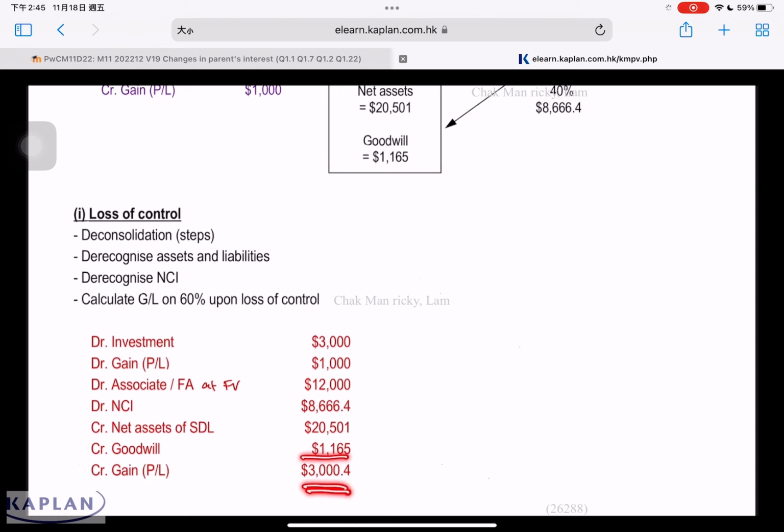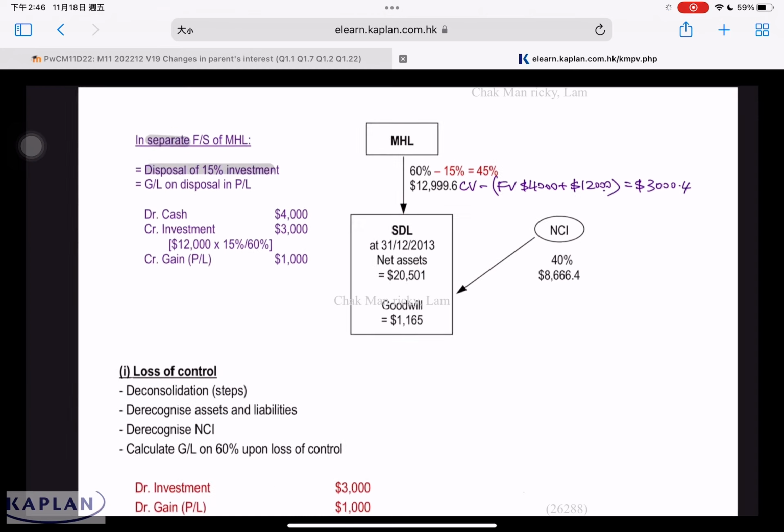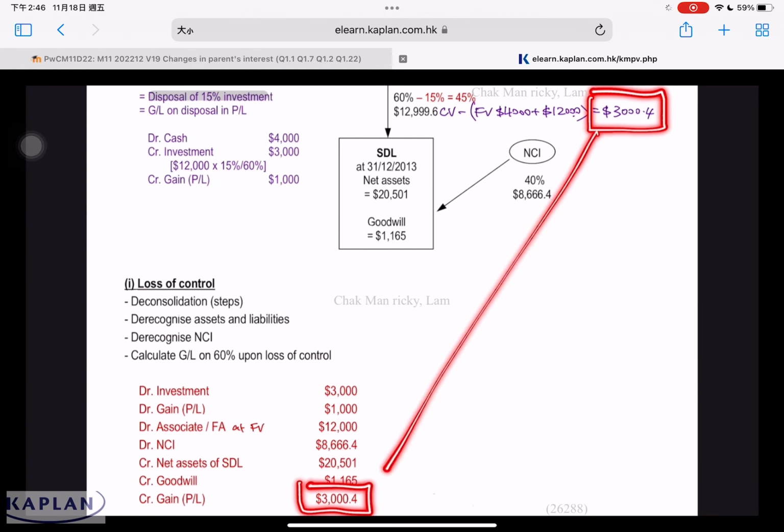This gain is a gain on loss of control. This gain is a balancing figure, but what does this gain represent? This is the carrying value before the control is lost. When the control is lost, we must compare to fair value. So the 15% for $4 million and the remaining 45% is $12 million. There's a difference, a gain equal to 3,000.4. This gain and this gain are the same gain.